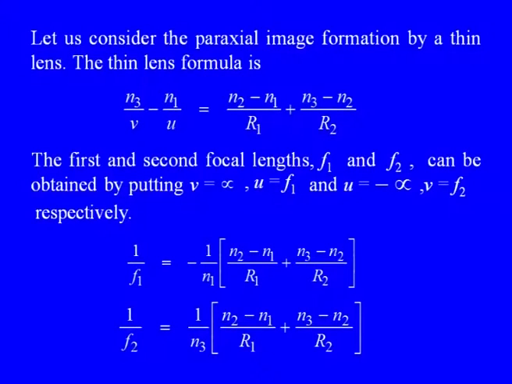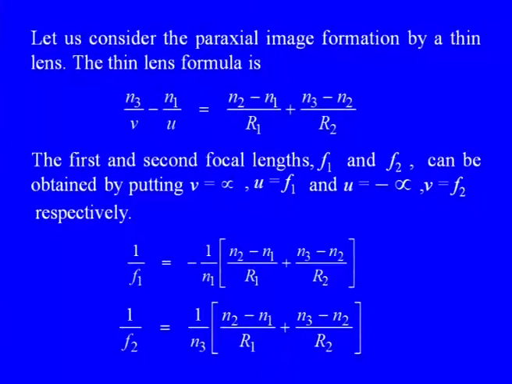Let us consider the paraxial image formation by a thin lens. Paraxial means they are very close to the axis, they are not making a large angle with the axis. The thin lens formula is n3 by v minus n1 upon u is equal to (n2 minus n1) upon r1 plus (n3 minus n2) upon r2. You see, n1, n2, n3 are the refractive indices.